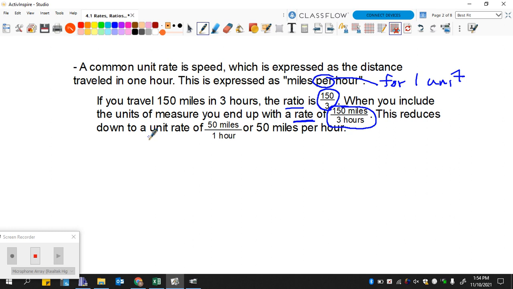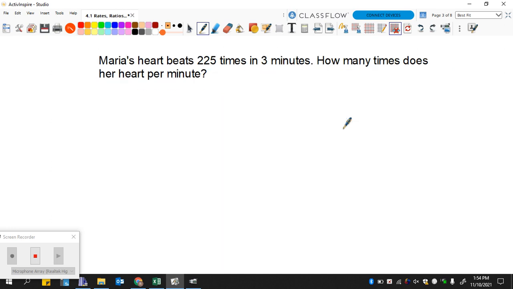And then when we reduce it down to a unit rate, notice that we reduce it down to 1 hour. When we do that, we just say 150 divided by 3, and 150 divided by 3 is 50. So that's how we end up with 50 miles per, or every, 1 hour. All right, so let's do some examples.